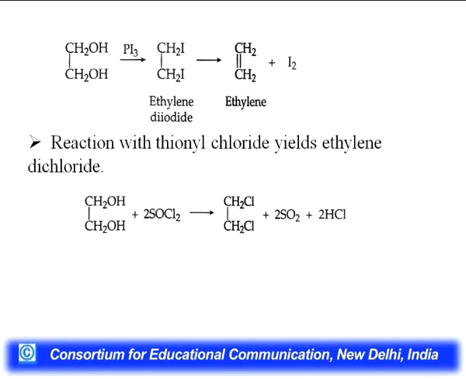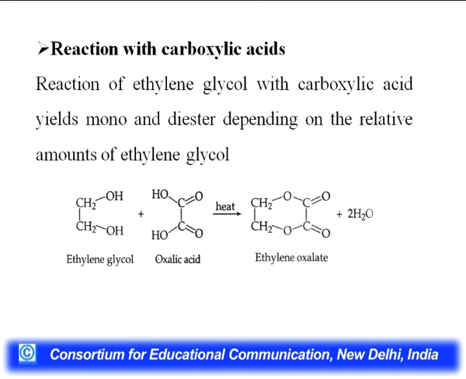Next reaction with triiodophosphorus, it will give you first of all ethylene diiodide and then ethylene. Reaction with thionyl chloride yields ethylene dichloride. Next reaction is with carboxylic acid. Reaction of ethylene glycol or ethane 1,2-diol with carboxylic acid yields mono and diester depending on the relative amounts of ethylene glycol. Here you can see ethylene oxalate is formed when ethylene glycol reacts with oxalic acid. So, it will give a cyclic product.